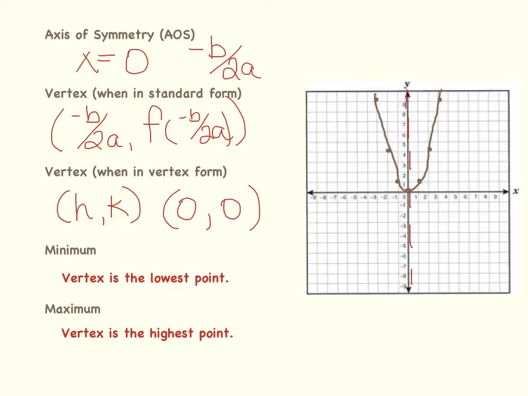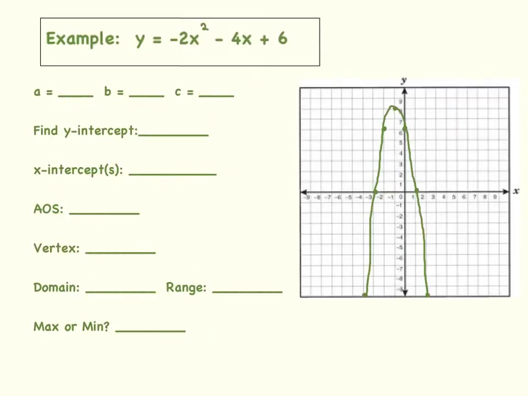So now let's do an example together. In this example, we're going to use the equation y equals negative 2x squared minus 4x plus 6.